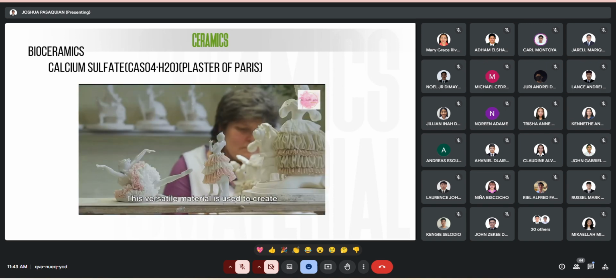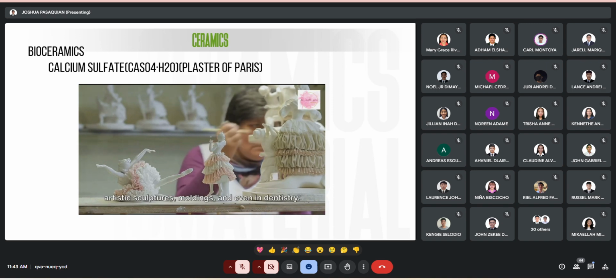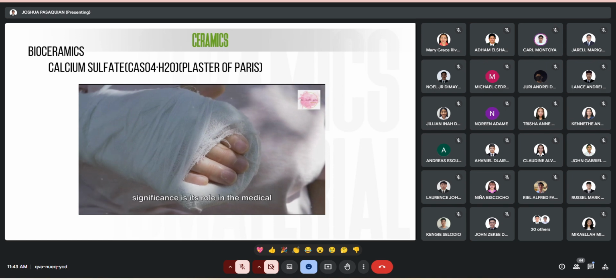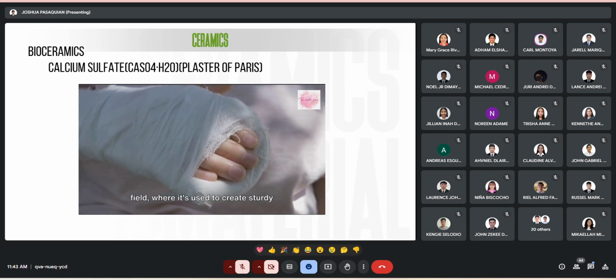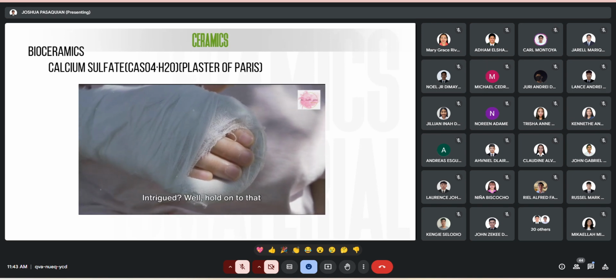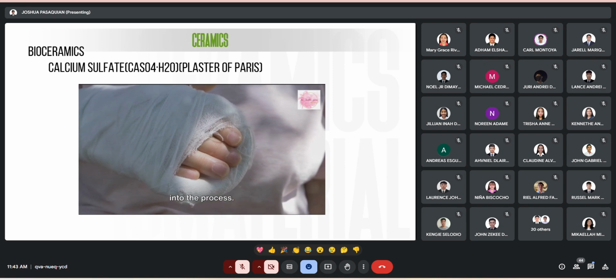This versatile material is used to create artistic sculptures, moldings, and even in dentistry. But what has truly marked its significance is its role in the medical field, where it's used to create sturdy and reliable casts for broken bones. Intrigued? Well, hold on to that curiosity as we're about to delve deeper into the process.